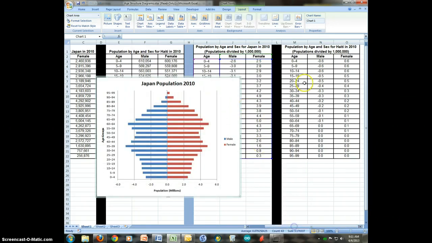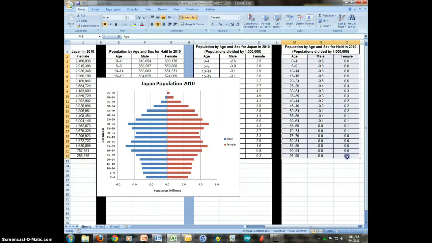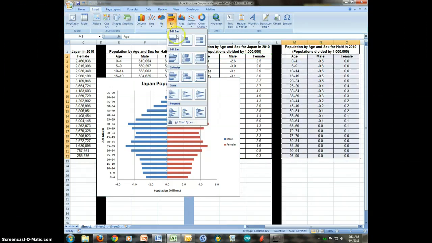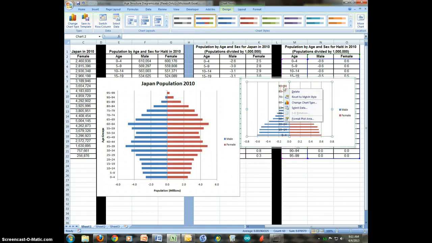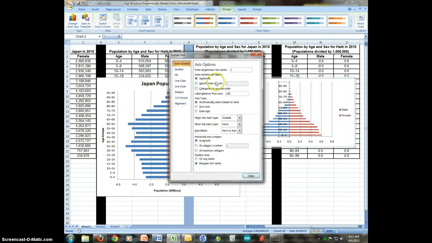Let's make the same exact graph for Haiti's results. And so again, I'm going to select this data. Then I'm going to say insert bar graph, the middle bar graph, and here's our numbers. Now all we have to do is do the same sort of thing so that it looks the same sort of way.